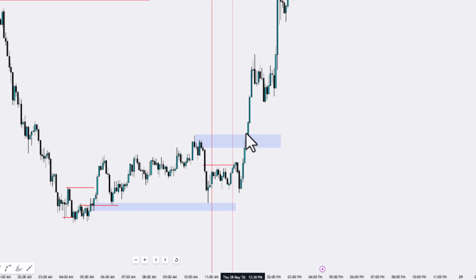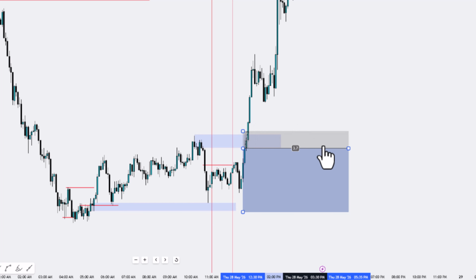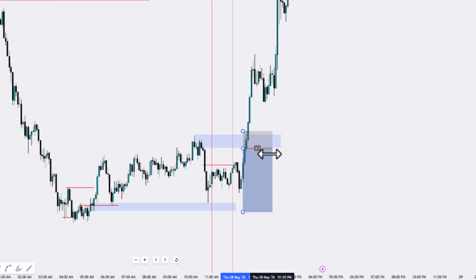So this is where you should have executed your sell trade, stop loss just above, and you'll be targeting this first low right here as your first TP, just around somewhere here, and obviously this right here as your second TP, right?